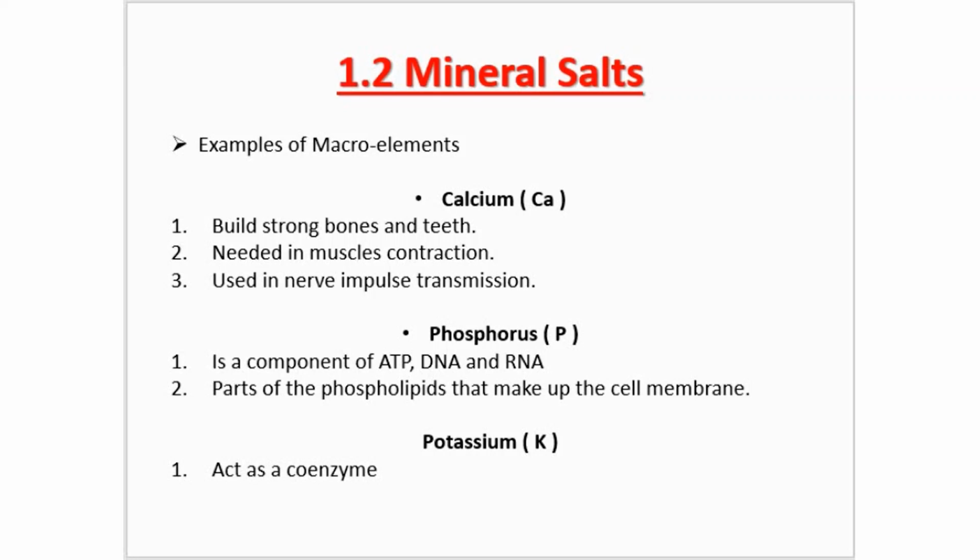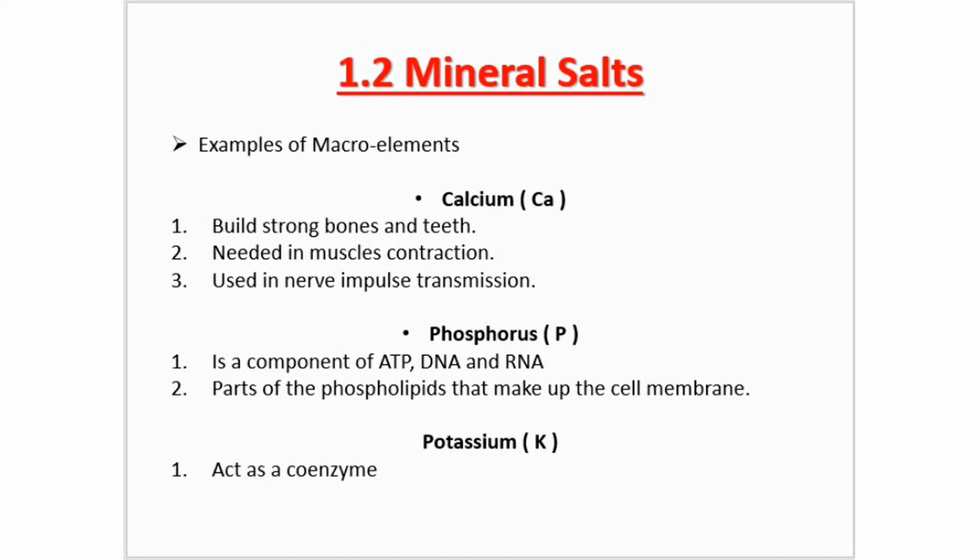This is calcium. You've been hearing about calcium and strong bones and strong teeth. It's also needed in muscle contraction. It's also needed in nerve impulse transmission. And then there's phosphorus. At this time, I think they are new to you, because phosphorus is a component of ATP, DNA and RNA. Maybe you've heard about DNA and RNA, but I think ATP is new.